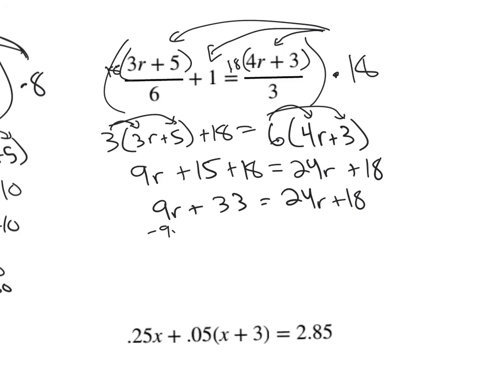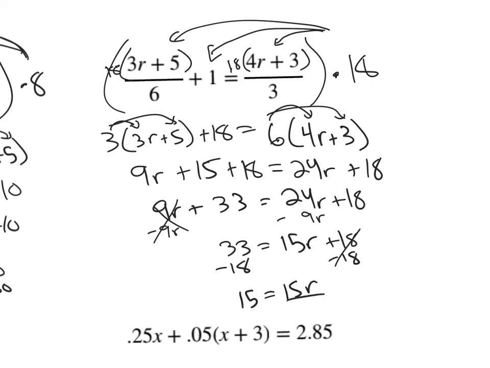Get your variables to the same side. So I'm going to choose 9r to move. So subtracting 9r from both sides, I get 33 is equal to 15r plus 18. I want to get the 15r by itself, so I'm subtracting 18 from both sides. 33 minus 18 ends up being 15. So 15 equals 15r. And then last step is to divide by the coefficient. So we get r is equal to 1. So just have a couple more.